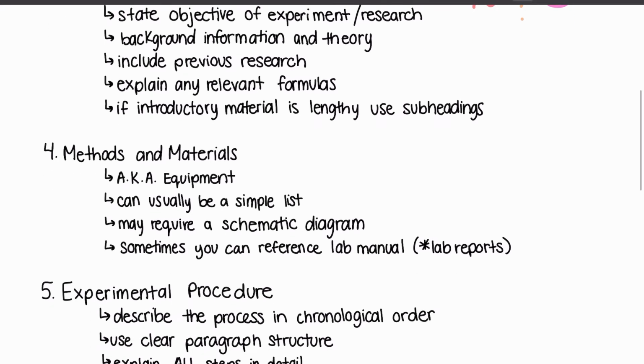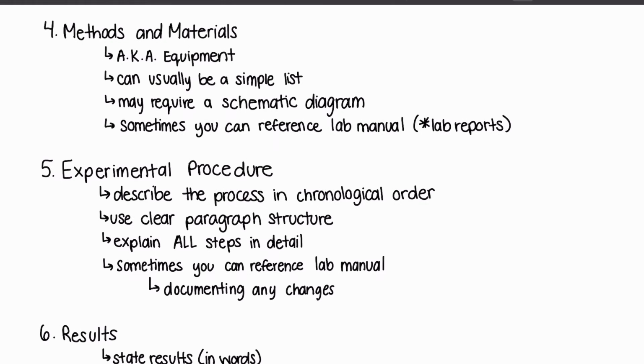Moving on, we have the methods and materials section. This is also known as equipment or apparatus sometimes. This can typically be included as a simple list that is just exactly stating what materials you used in your experiment. But if this is a more advanced kind of lab report, or it is one that you are conducting on your own, it might be really helpful or even expected of you that you are including a schematic diagram. The schematic diagram needs to be very, very specific and to scale, and it needs to be an accurate representation of your entire scientific setup.